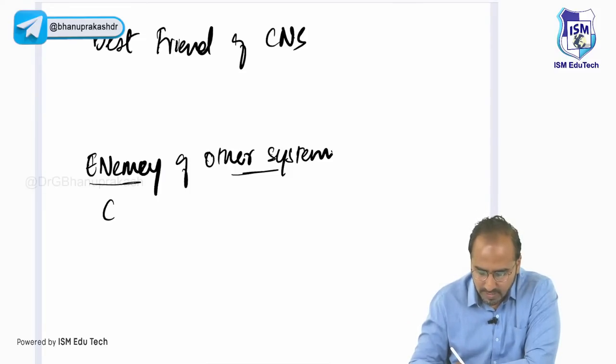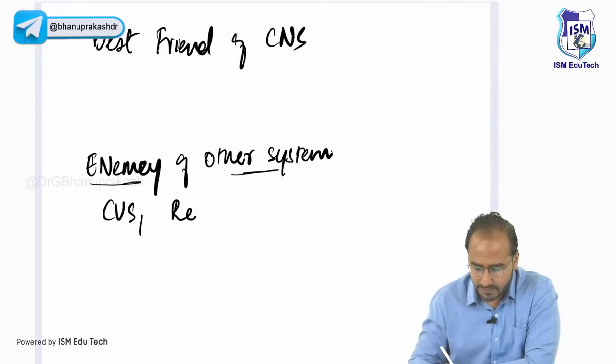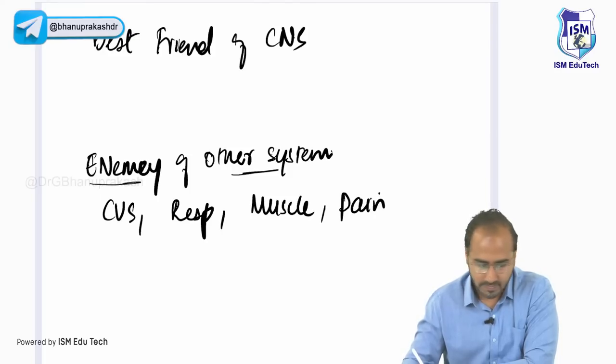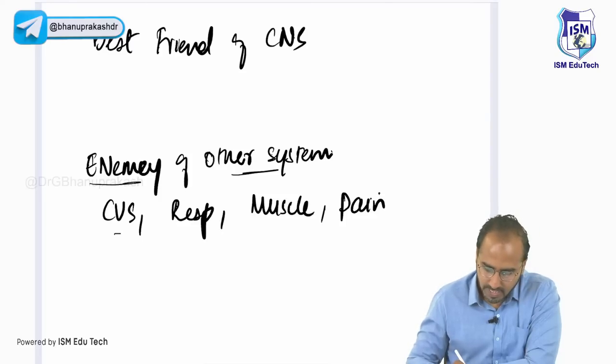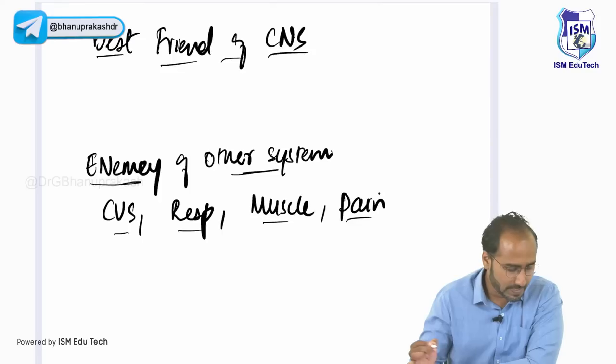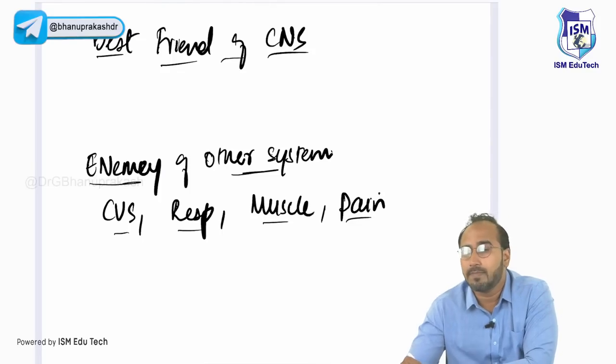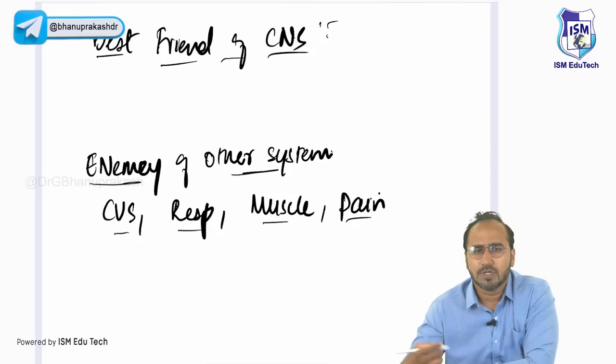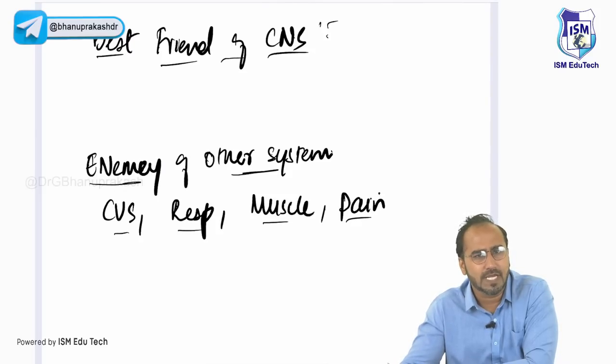Other systems include what? The cardiovascular, the respiratory, the muscle system, and the pain system. Okay? Cardiovascular, respiratory, muscle, and pain. So I told you sodium thiopentone is what, guys? Sodium thiopentone is the best friend of CNS. Best friend of CNS means what will it do? Sodium thiopentone decreases the ICP and all.